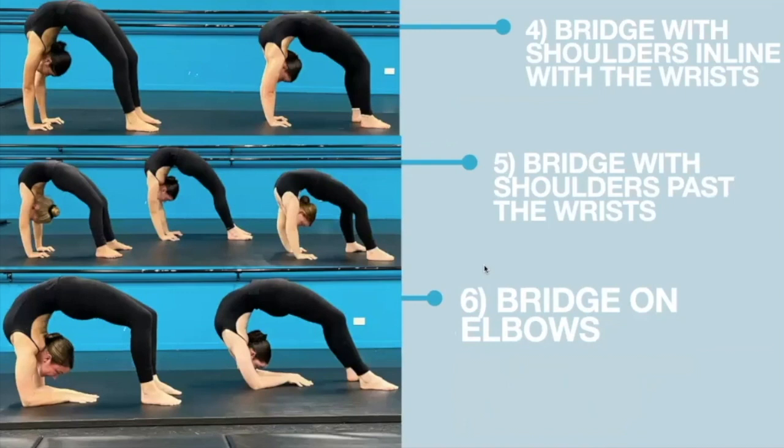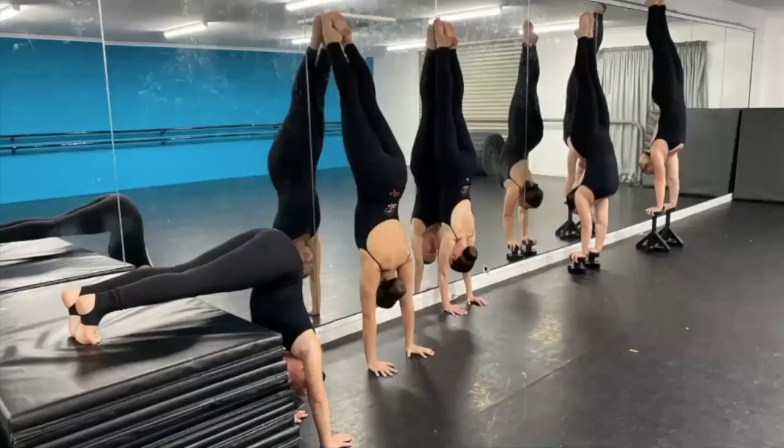Here is a different example of what you might expect from a level 3 to level 6 multi-level class. Here we have a bridge with the shoulders in line, a bridge with the shoulders past the wrists, and then a bridge on elbows.